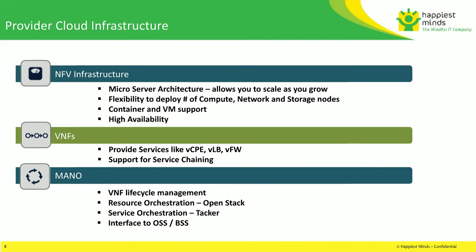Now MANO is a very specific ETSI term, and it stands for management and orchestration, and it is responsible for the resource and the service orchestration. It is entirely responsible for managing the life cycle of the VNF that we just explained, and it has very standardized interfaces to the VNF manager and the NFV infrastructure. In addition, ETSI has also outlined standard interfaces to the traditional OSS and BSS systems.